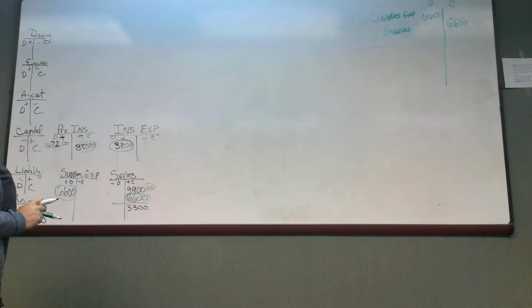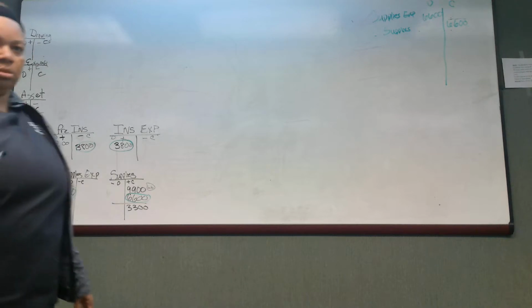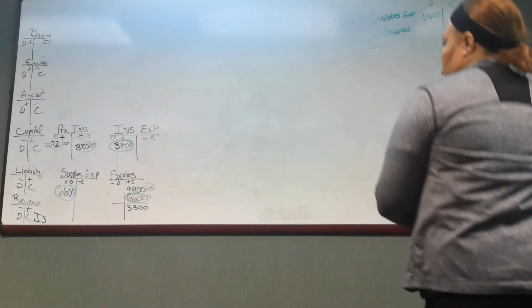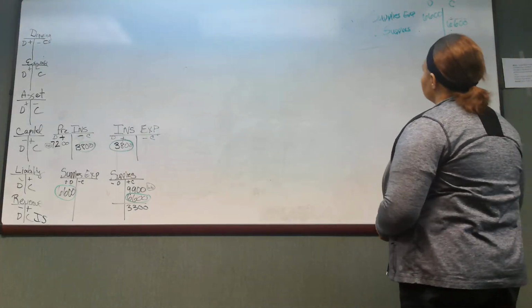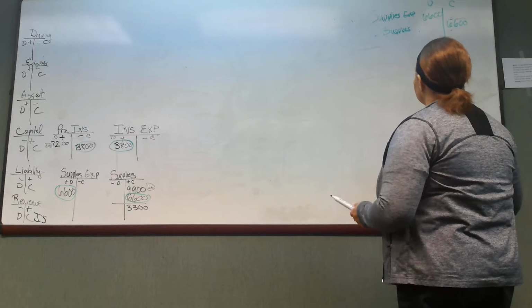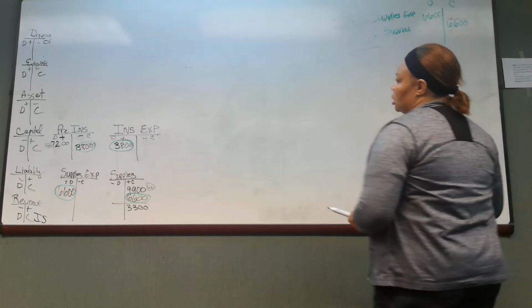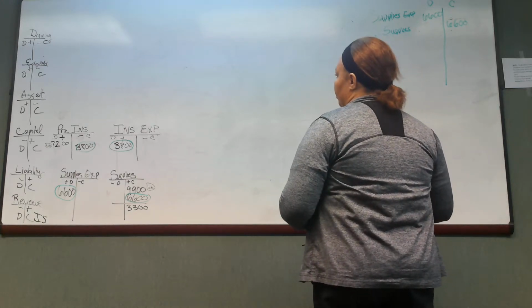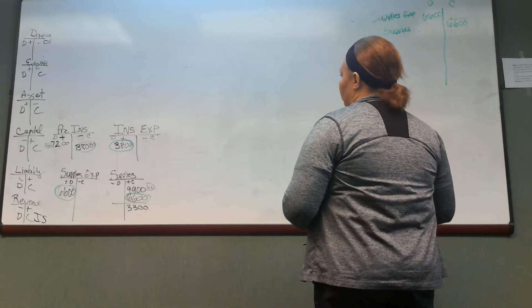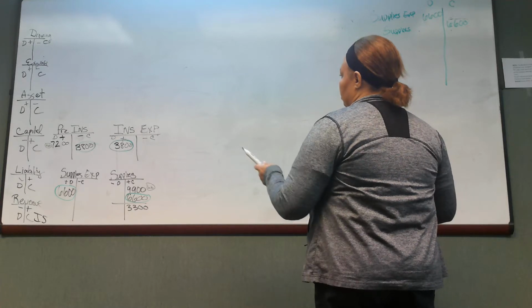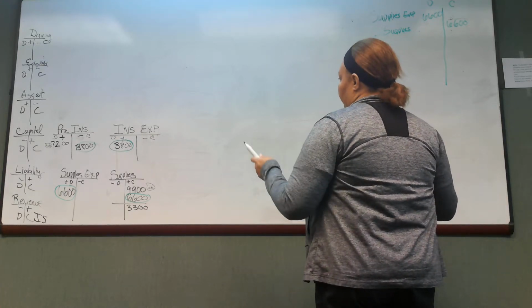Okay? So then I want to have you create your journal entry. What are you going to start with? Prepaid, no. What's the rule? Insurance expense, yes, but what's the rule for creating a journal entry? Debit first. Yes, ma'am.